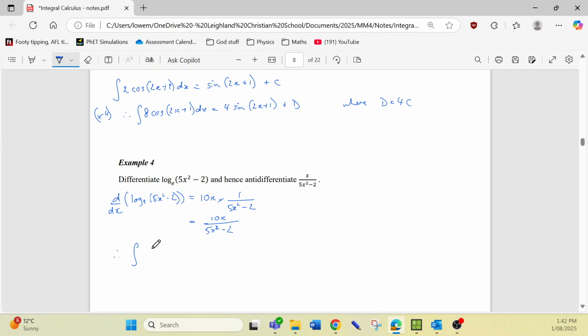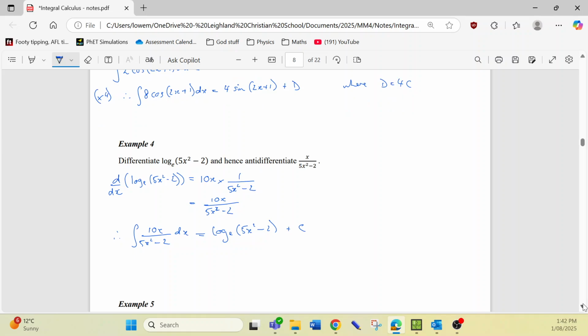Okay, so our integral then of what we've just found, integral of 10x over 5x squared minus 2 dx will equal the natural logarithm of 5x squared minus 2 plus c. Okay, so what's the connection then between our integral that we have and what we actually want?